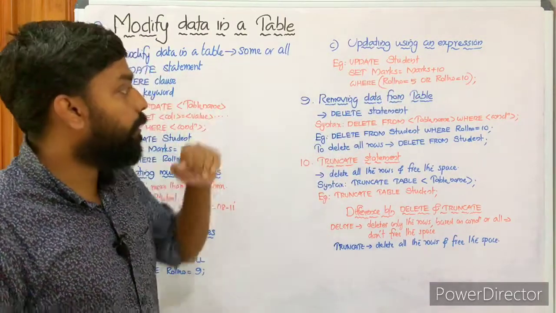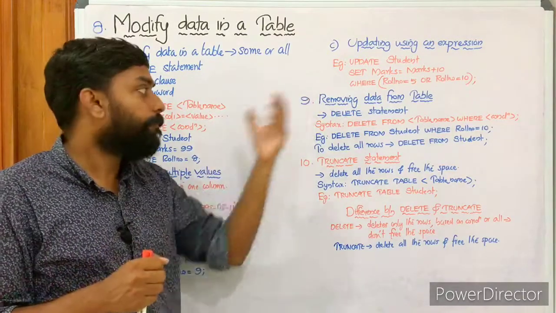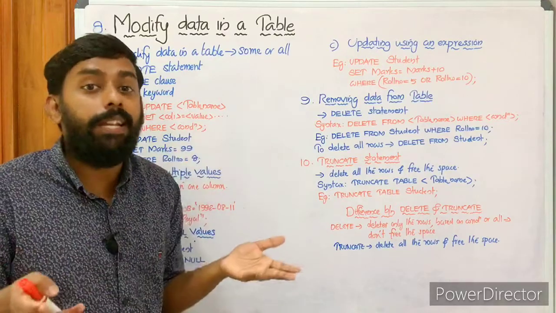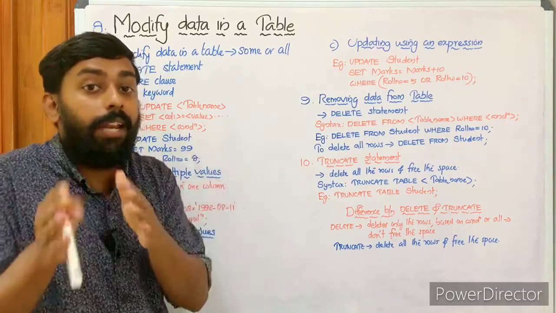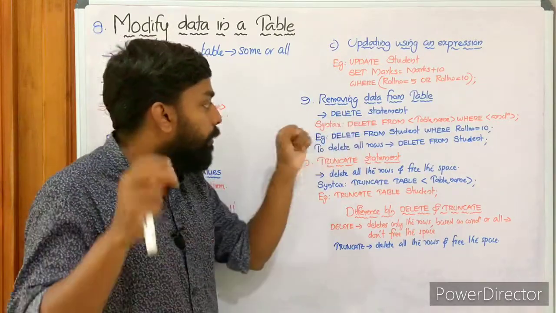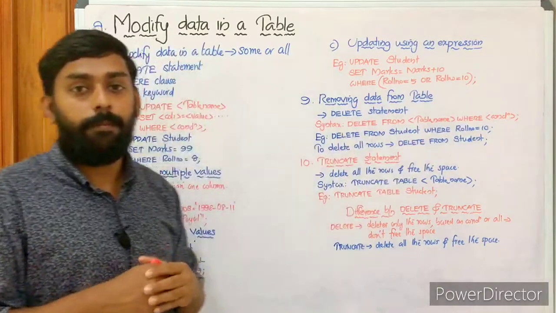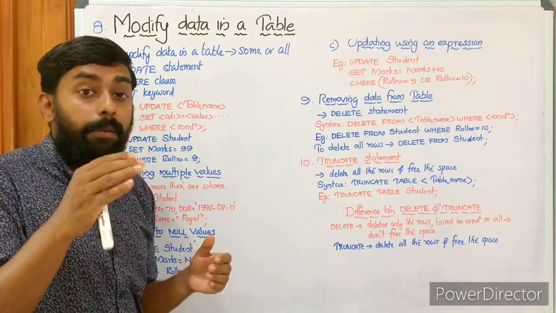Now let's look at the third DML command, that is removing data from a table. That's using the delete statement. Delete statement is used. Here is the syntax: delete from table name where condition. Delete from table name where condition.